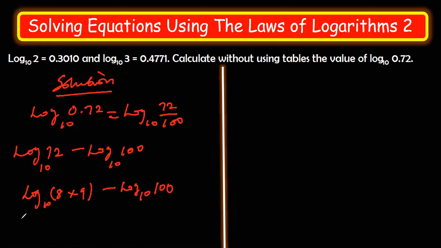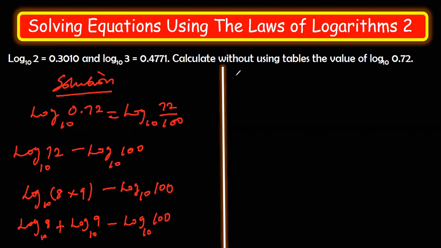So here now we are going to have log 8 in base 10 plus log 9 in base 10 also, then minus log 100 in base 10. Don't forget what happens here. I'm sure you understand what happens here. Applying the law, we change this multiplication sign to an addition sign according to the law of logarithm or indices.